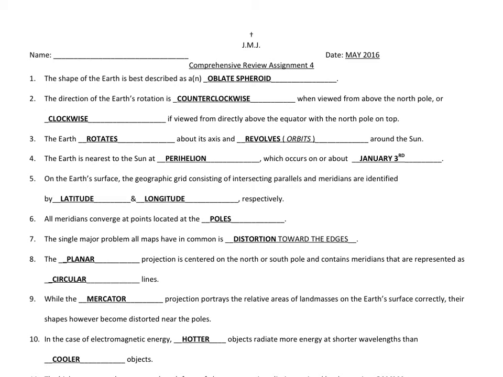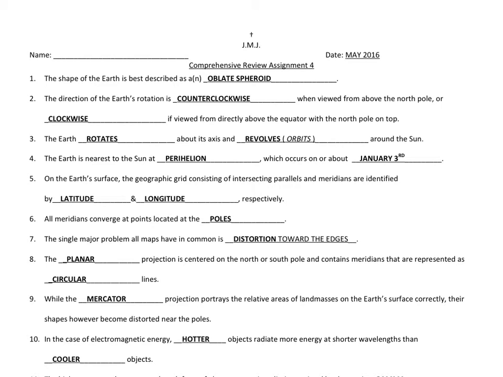Alright, moving along. The planar projection is centered on the North or South Pole and contains meridians that are represented as circular lines. Basically, you have the pole at the center, and then you have concentric circles going around for each one of the latitude lines. Be sure to look at a picture online if you're confused about that.